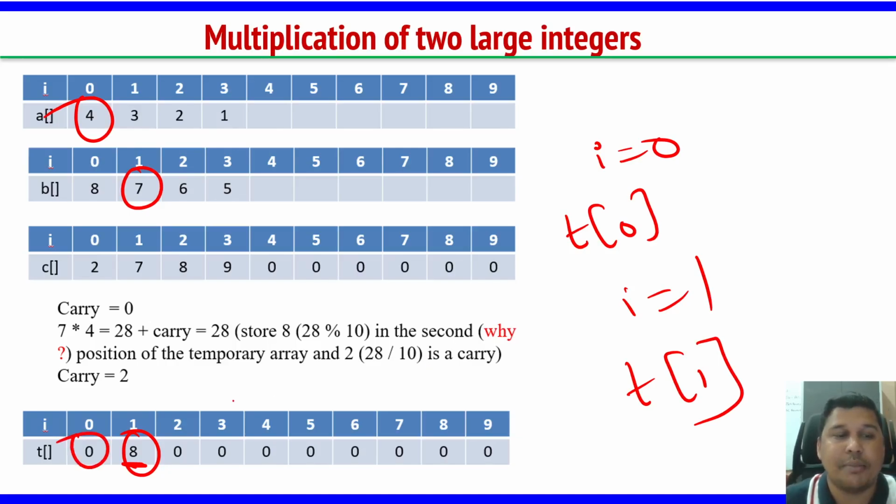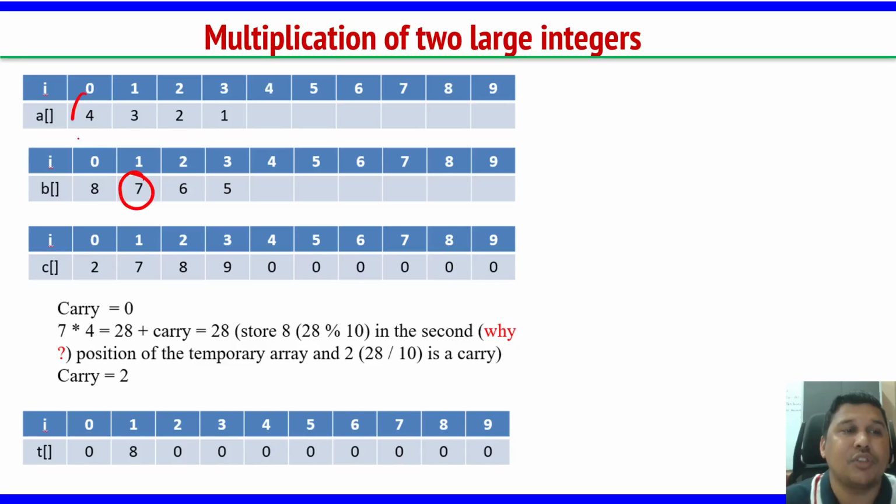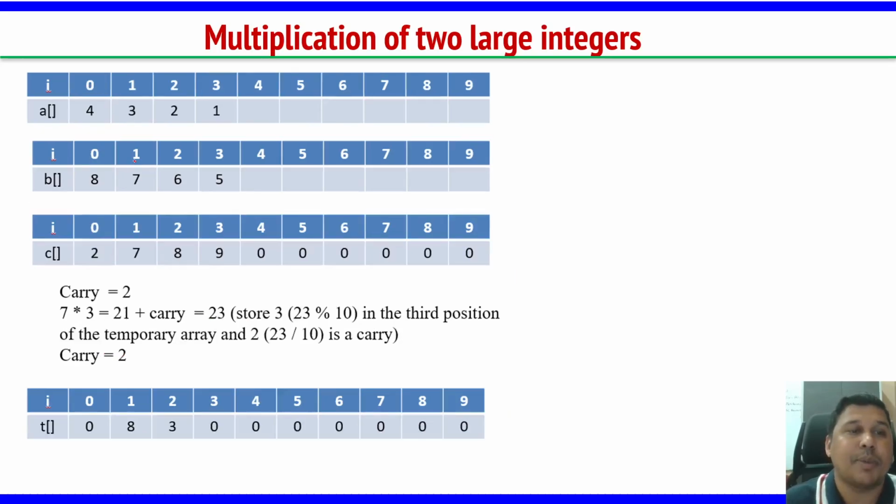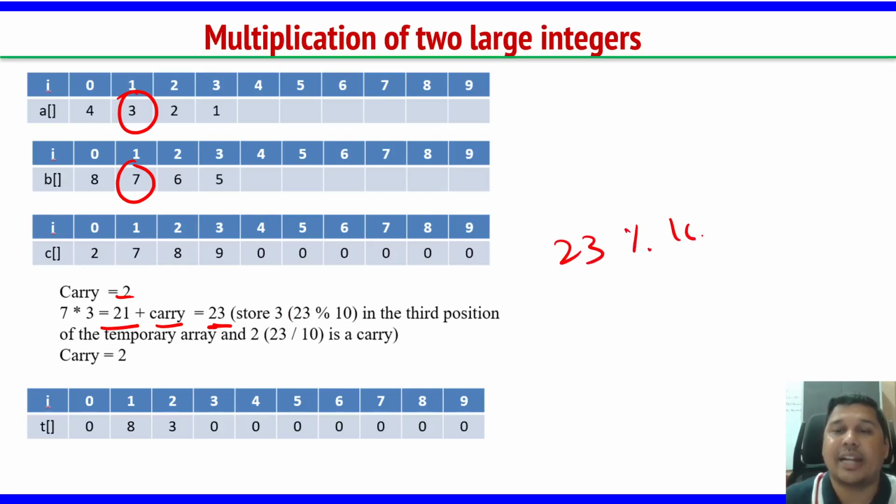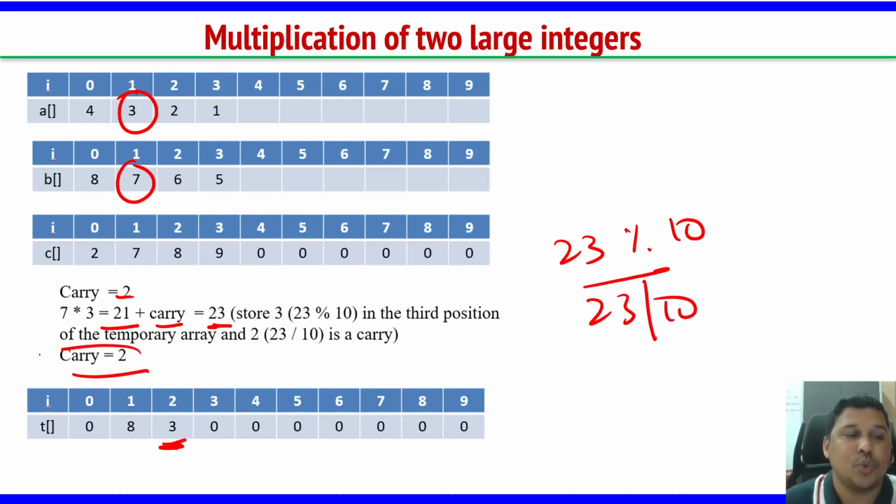Okay. So, what am I doing here? I am multiplying 7 with 4. 7 times 4 is 28. Carry initially is 0. For the first time carry is 0. So, 28, 8 comes here. Carry becomes 2. Next, again multiply 7 with 3. 21 plus the previous carry 2, because of this it becomes 23. So from 23 again you extract the remainder, that is 3. 3 you place in t of 2 and the carry becomes 23 by 10, so the carry is 2.